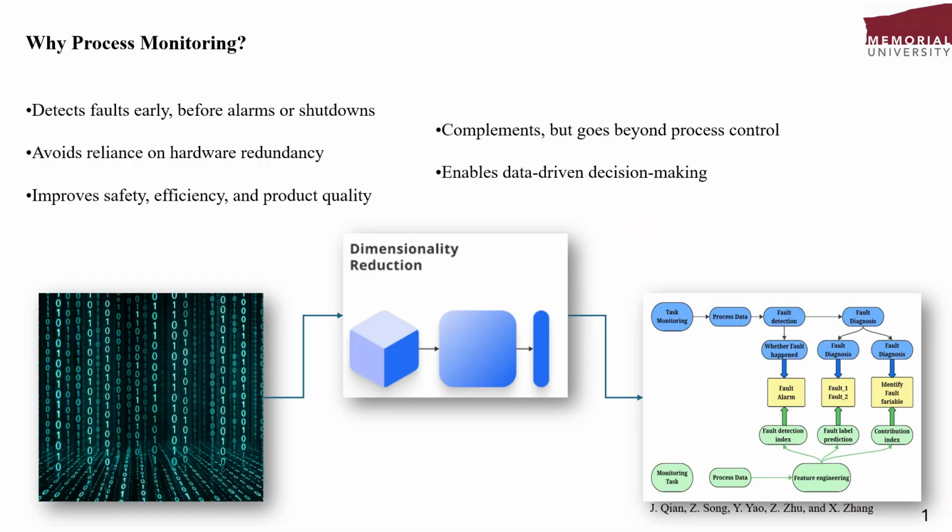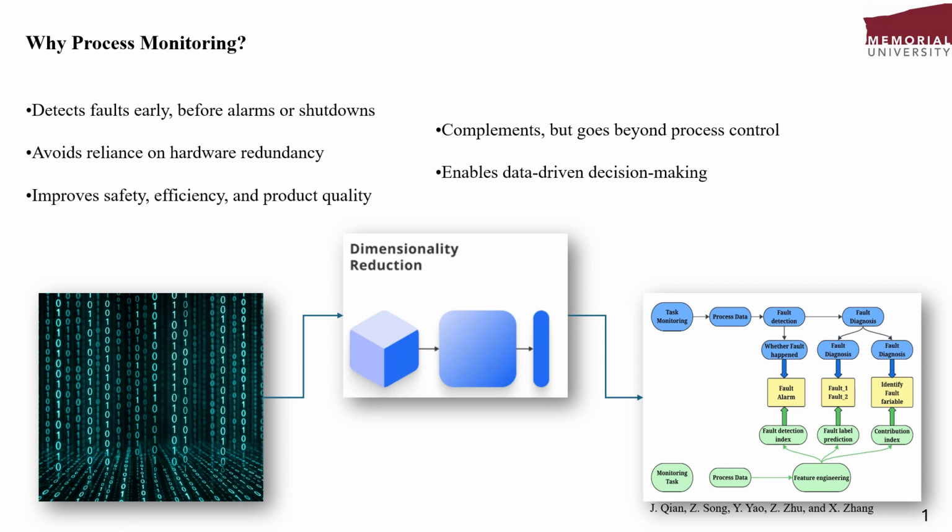Before diving into a specific algorithm, let's talk about why we need process monitoring. In a modern chemical plant, we collect hundreds of measurements such as temperature, pressure, flows, composition, and control signals every second. Just imagine in 1 second how much data we can have.